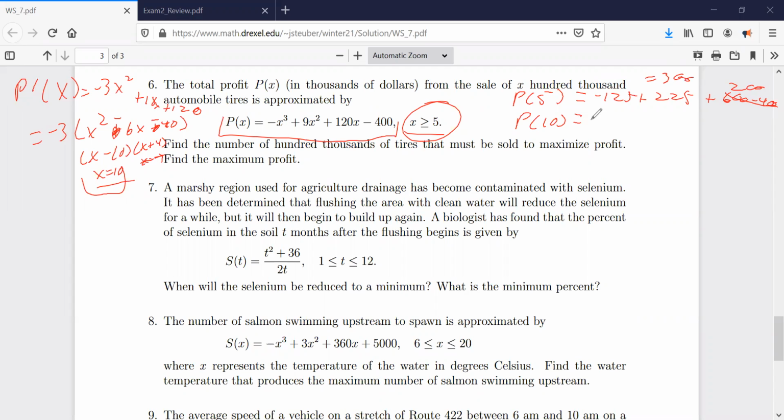And then this one right here, that would give me negative 1,000 plus 900 plus 1,200 minus 400. So that would be equal to 500. So that tells me that the maximum profit occurs when I sell 10 hundred thousand, so that's 1,000,000 tires. And at that point, I get $500,000 as my profit.